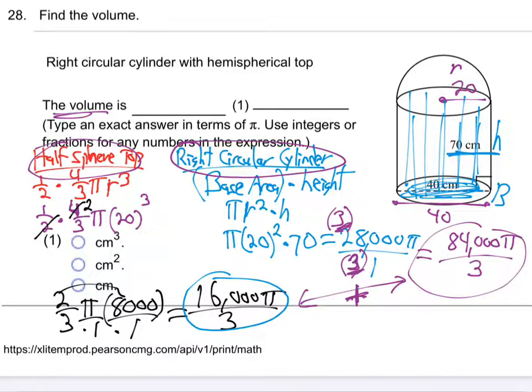Add them up on your calculator. You're going to get 100,000 pi over 3. 100,000 pi over 3. And the units? Cubic centimeters, because again, it's volume. There we go.